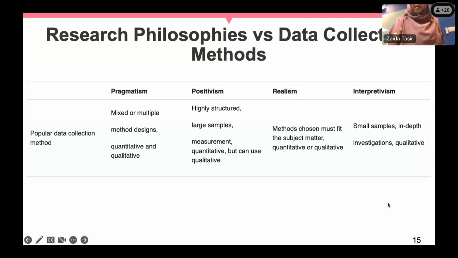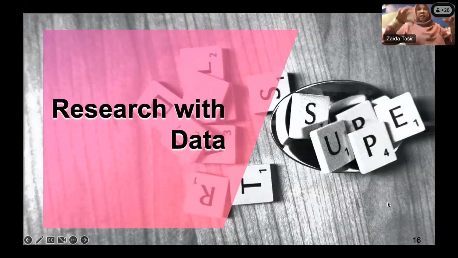Let me proceed to the next topic, research with data. This is popular, a common one. You have research with data when you collect data. Frankly speaking, there are two schools of thought on research with data or research without data, for doctoral degree research.